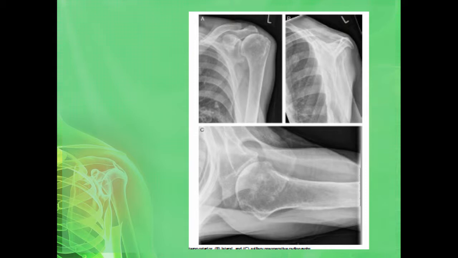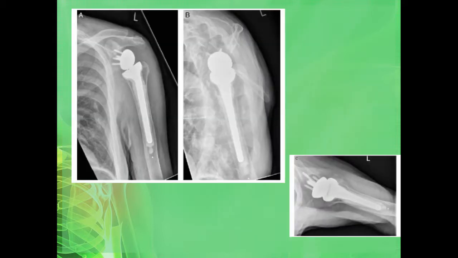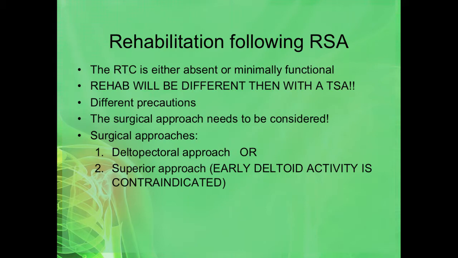So in this picture, you're just seeing how the humeral head is migrating superiorly, and we're starting to see destruction of this joint. And now this joint has been replaced with a reverse total shoulder, and these are some postoperative films where the prosthesis is well aligned.